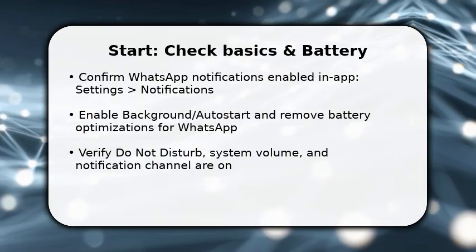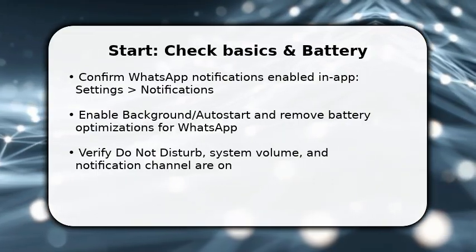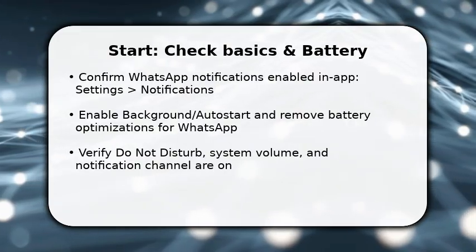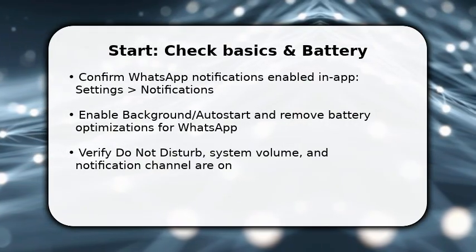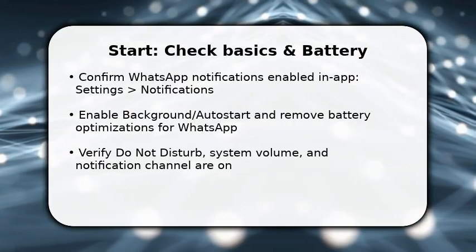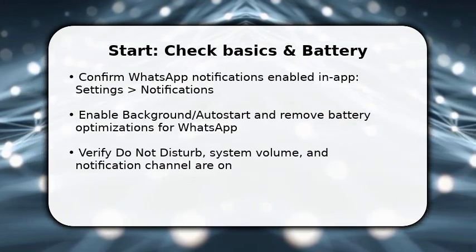Once done, go to Android settings and disable battery optimization for WhatsApp and allow auto start. Otherwise, the system may stall background delivery. Make sure Do Not Disturb is off and your system notification channel volume is audible. This eliminates common silencing culprits before deeper fixes.